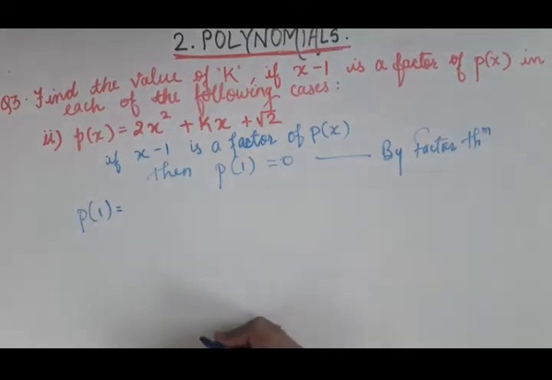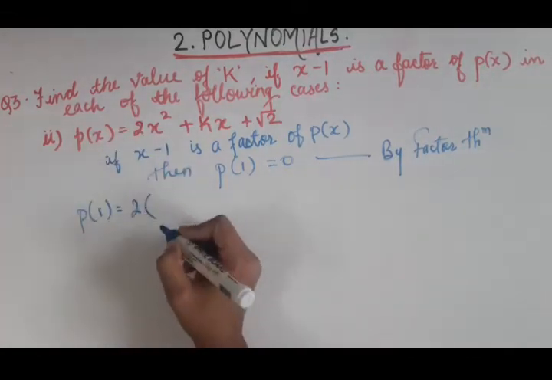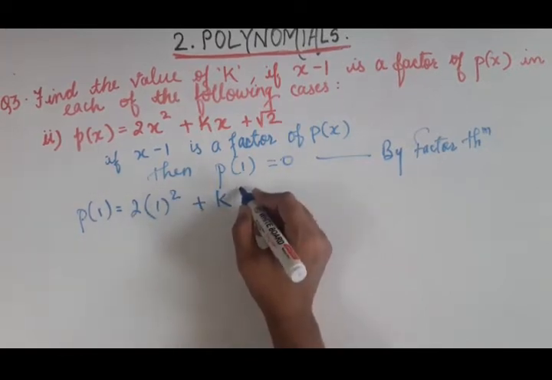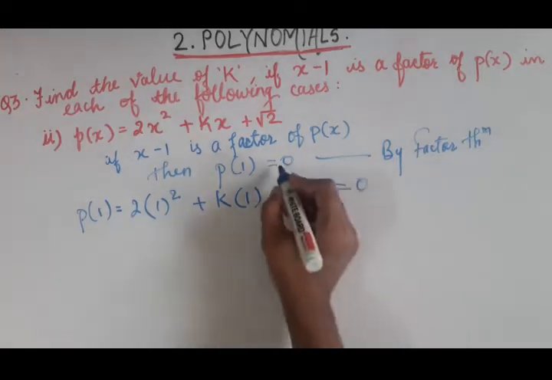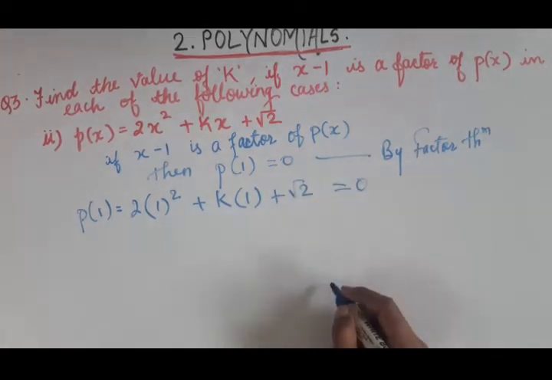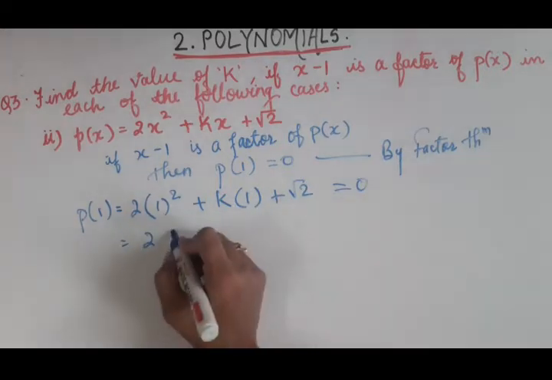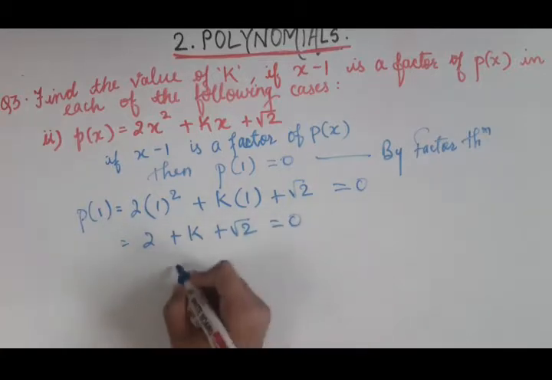Now find p of 1. What will be p of 1? Replace x in p of x with 1. So you will get p of 1. It will be 2 into x square, that is 2 into 1 square, plus k into x, that is k into 1, plus root 2. And equate that with 0. Reason will be by factor theorem. So 2 into 1 square is 2, plus k into 1 is k, plus root 2 equal to 0.